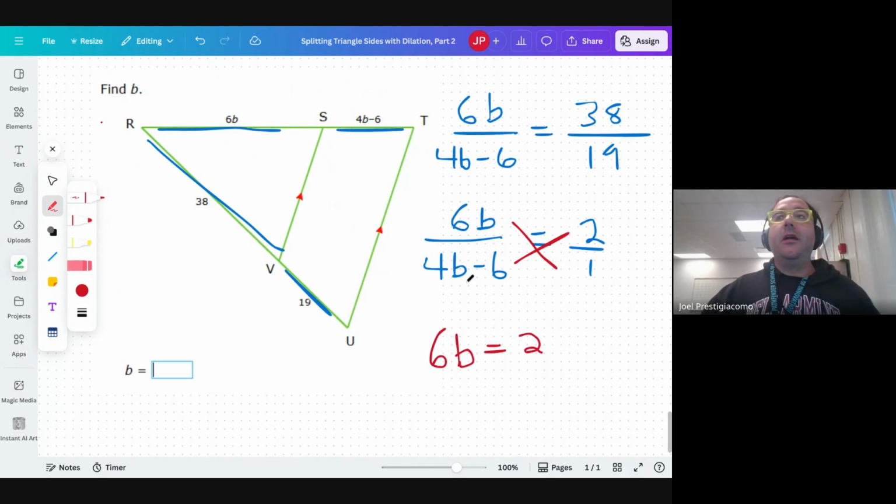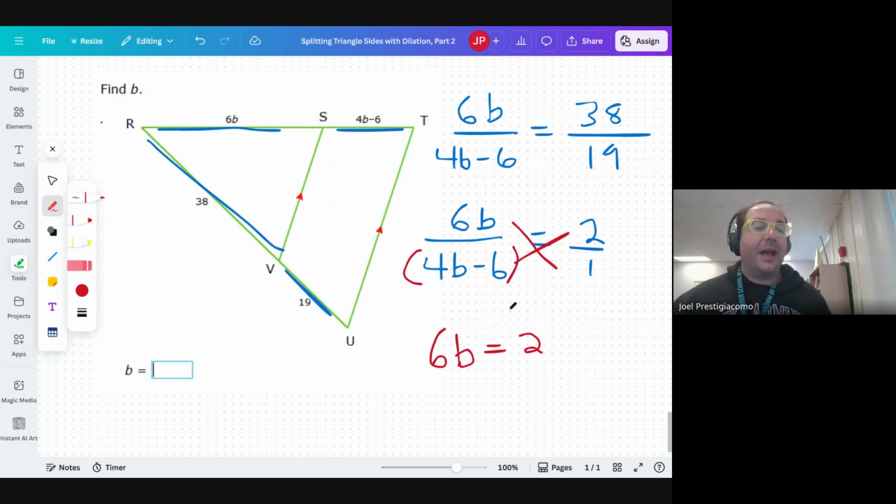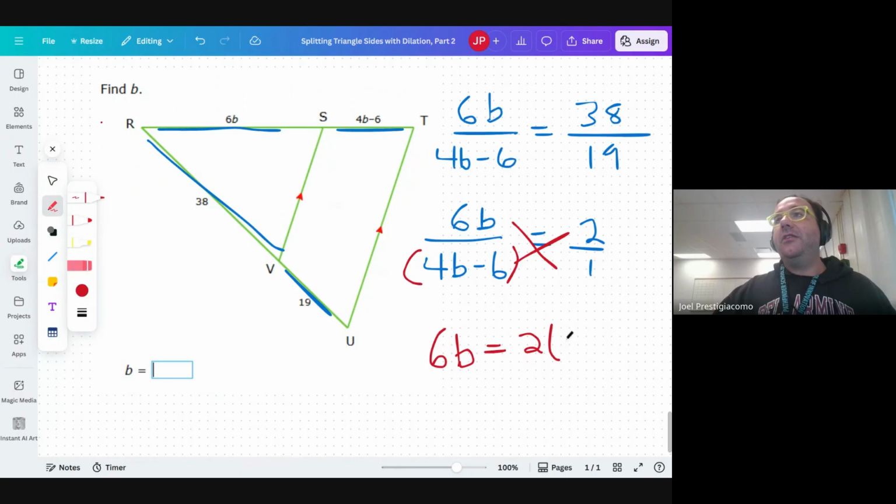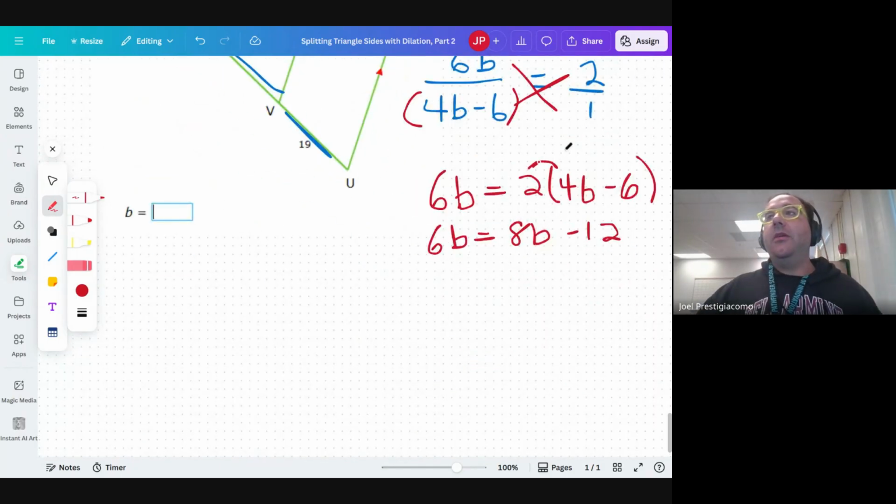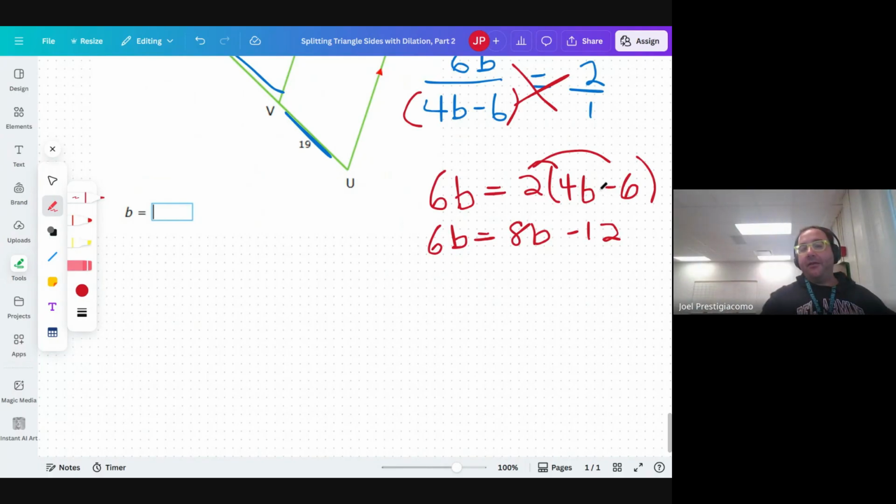Now, this is the important part. Because the denominator over on this side has 2 terms to it, we need to place parentheses around it and turn it into 4b minus 6. We're then going to get 6b equals 8b minus 12. So we distribute from here. When we have a value times a binomial like this, we multiply it this way. So we're going to go ahead and try to simplify this.